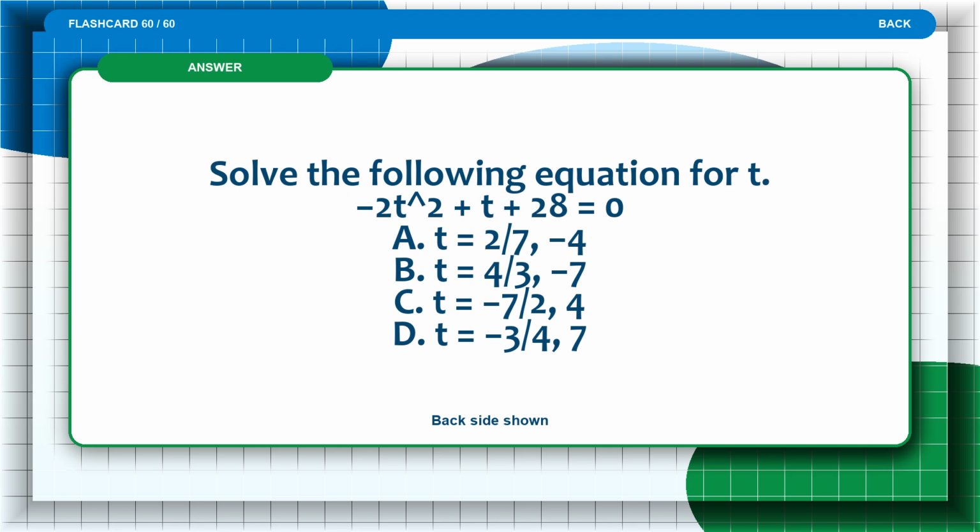The answer is: solve the following equation for t: -2t² + t + 28 = 0. A, t = 2/7, -4; B, t = 4/3, -7; C, t = -7/2, 4; D, t = -3/4, 7.